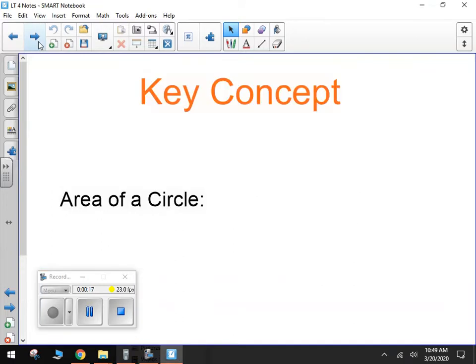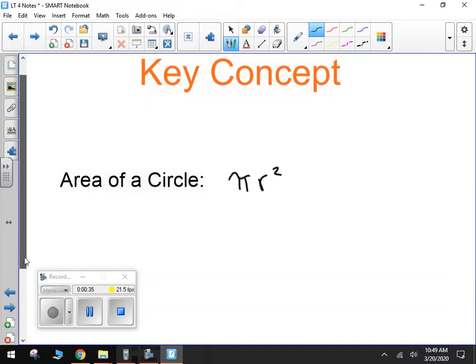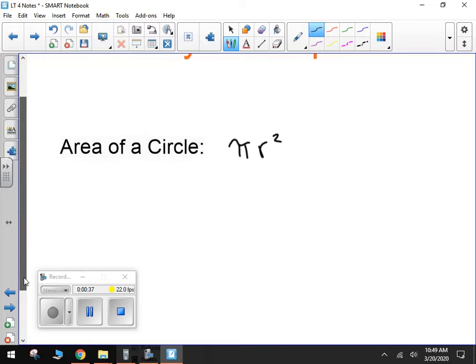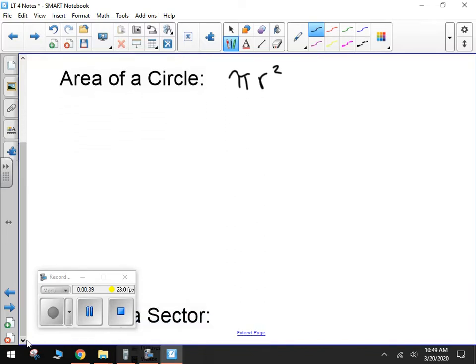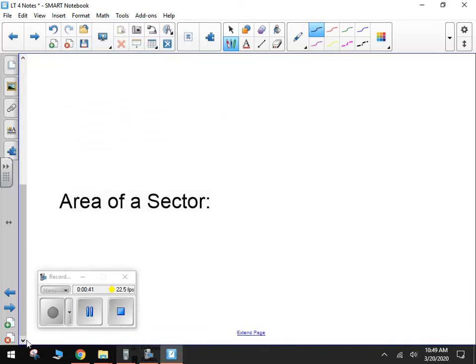All right, so key concept, area of a circle. We've talked about this in our circle unit. We didn't really use it much. We used it a little bit. The area of a circle is pi times r squared. Remember, when we do area or we have a formula with pi, we don't actually multiply out the pi. We leave it as a symbol in our answer. And remember, r is our radius. Area of a sector is a portion of the total area.